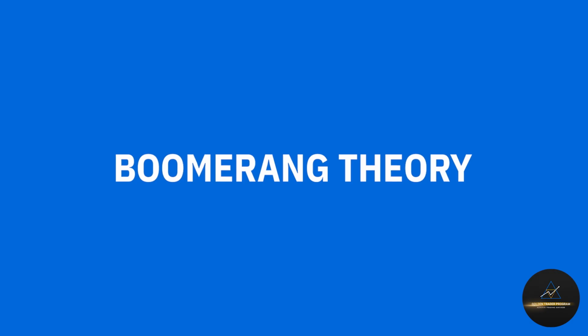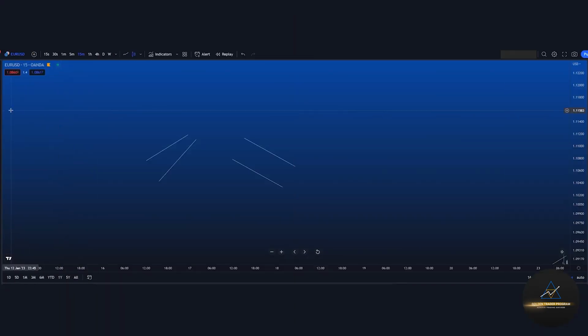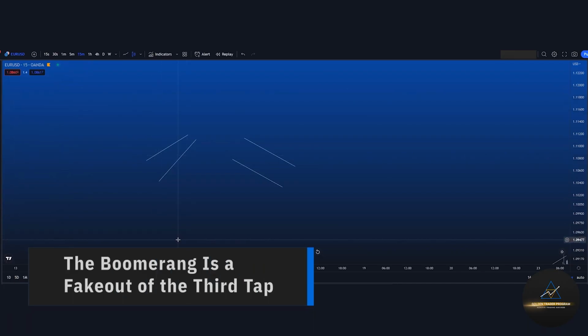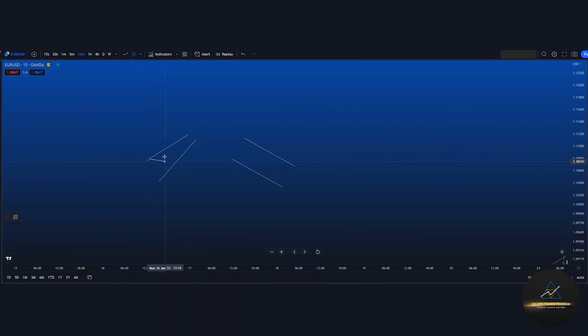Hello traders, now let's discuss the boomerang. The boomerang is more or less the traditional trademark pattern of the BOT. Essentially, the boomerang is just a fake out of a third tap, right? But you need to identify what makes it valid. If we're looking at this current wedge pattern, for example, we're looking for the third tap fake out. It's as simple as that.